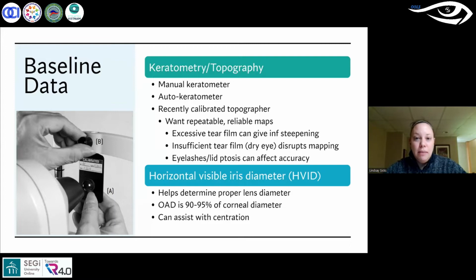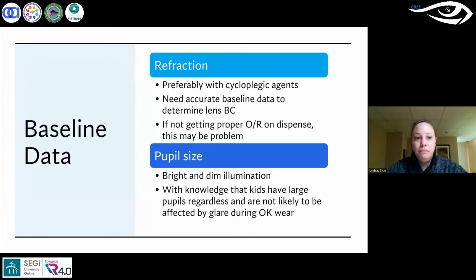With our HVID, again, I mentioned on the last slide, it helps us determine the appropriate lens diameter. And when we think about lens diameter here, I think it's a little bit larger than what you might initially think. Usually we want our overall diameter to be 90 to 95% of the diameter of our cornea. So if we don't have the appropriate corneal diameter measured up front, we can't have the appropriate overall diameter for our lens, and then it may not center as well when we're doing our dispensing and our fitting visits.